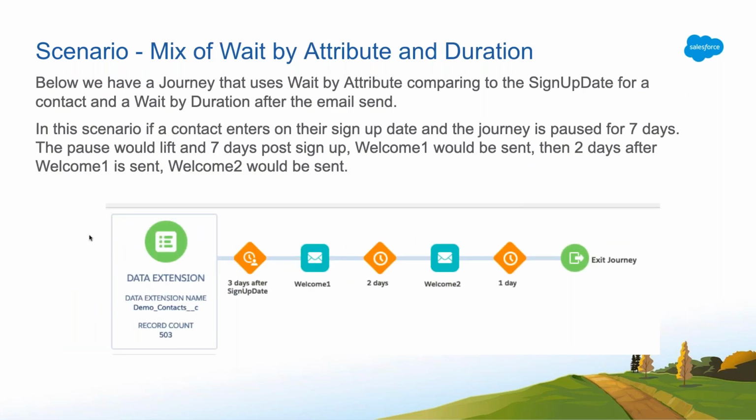Whereas if you were to use a mix of wait by attribute and wait by duration, in this instance, if the journey was paused for 7 days, 2 days after someone signed up, they would then get their welcome 1 after the journey had been unpaused, but then they would still get that 2-day breathing room before they receive welcome 2. So you would be able to preserve your customer experience that you had spent time designing without jeopardizing too much of the overall campaign performance.